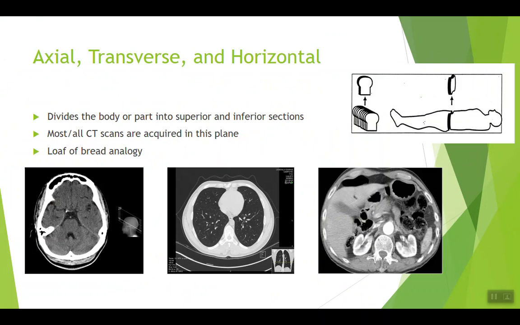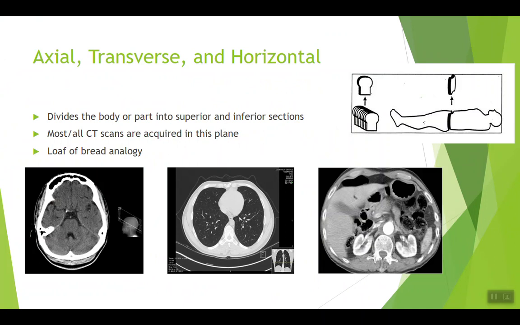So let's take a look at the first one. The first one that we're going to talk about is axial, transverse, and horizontal. So that plane will divide the body or the part into both superior and inferior sections. There really is no mid-axial plane, by the way. Axial, transverse, horizontal, all mean the same thing. And just about all CT scans are going to be acquired in that plane. You still may go somewhere that says, get me a true coronal of the sinuses, but probably not.